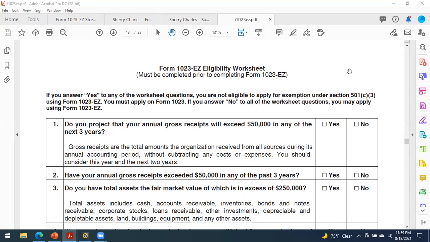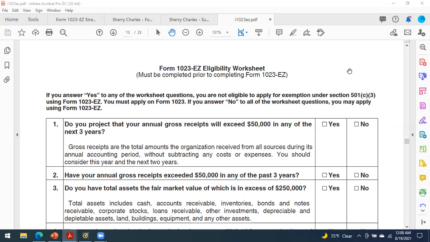Now look at that question, please. The very first question is asking you, based on your projections of annual gross receipts, will they exceed $50,000 in 2021, 2022, and 2023? You cannot have more than $50,000 in gross receipts for those years, 2021, 2022, and 2023. Can you say that? Can you answer no to that?